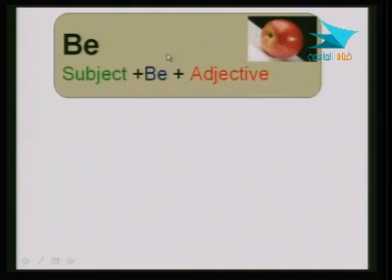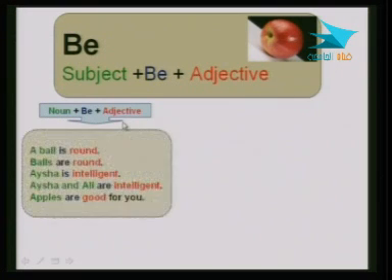Now, what is this? That is an apple. It's an apple, and it is red. The first form is that we have the noun. We can have a noun in any basic sentence in English: a noun plus a verb be, and then the adjective. Let's look at some examples.